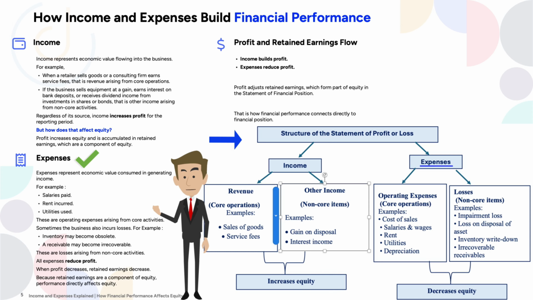All expenses reduce profit. When profit decreases, retained earnings decrease. Because retained earnings are a component of equity, performance directly affects equity. Income builds profit. Expenses reduce profit. Profit adjusts retained earnings, which form part of equity in the statement of financial position. That is how financial performance connects directly to financial position.